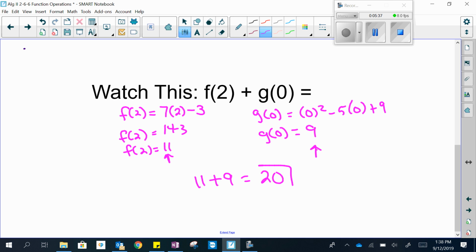20. Right? So this is f of 2 right here plus g of 0. So you find the value for each of those and you add them together. Function operations. See how that works? All right, let's try some more, shall we?